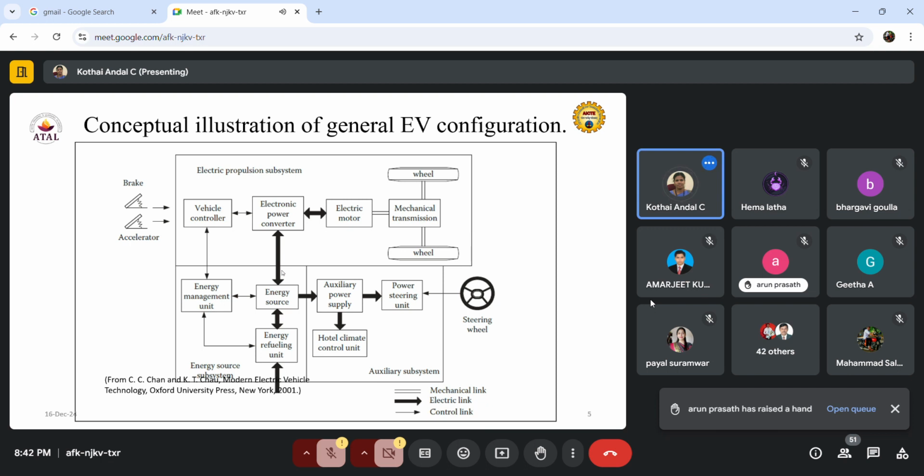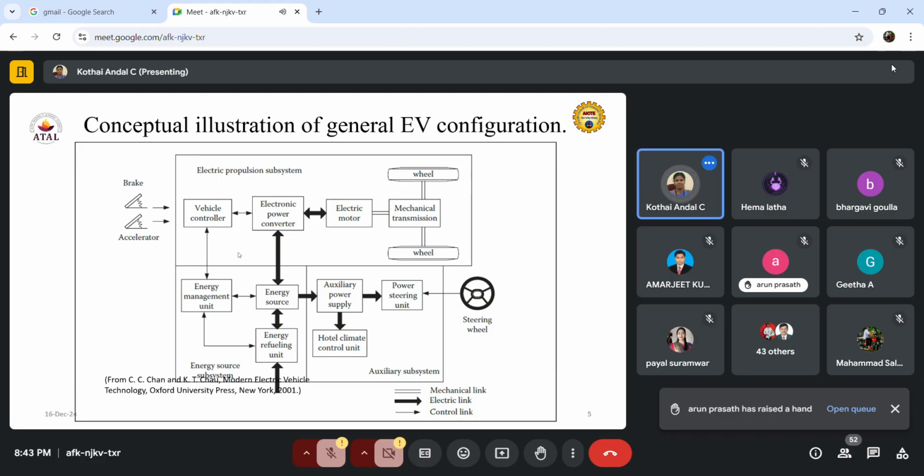Arrangements. So the general arrangements, how it is divided, you can see very deeply. Here you see the overall structure of EV, independent of the classification. For any EV, the major components, major parts can be divided into three subsections.